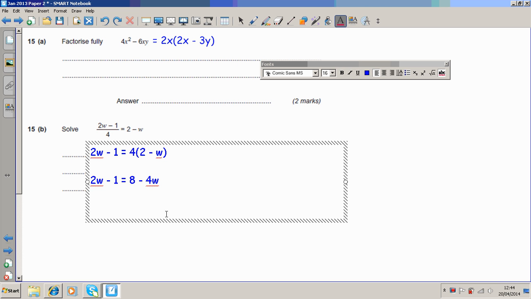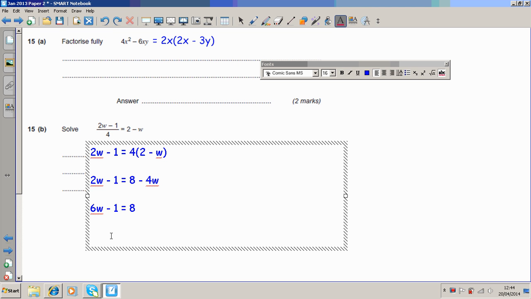Okay? Now we've got to solve this equation, and we're looking for the lowest number of our variable. So I've got 2w here, and careful, I've got minus 4w there. So what's lower than minus 4w? So we're going to add 4w to that side, add 4w to that side. 6w minus 1 equals 8.